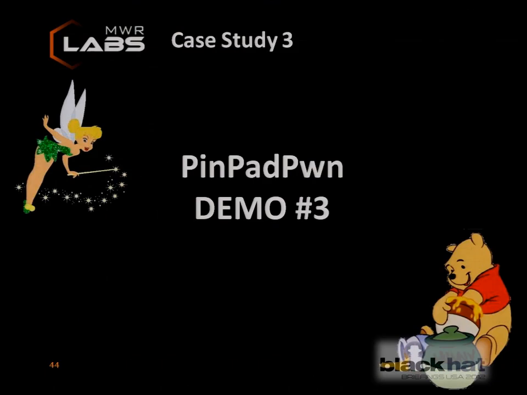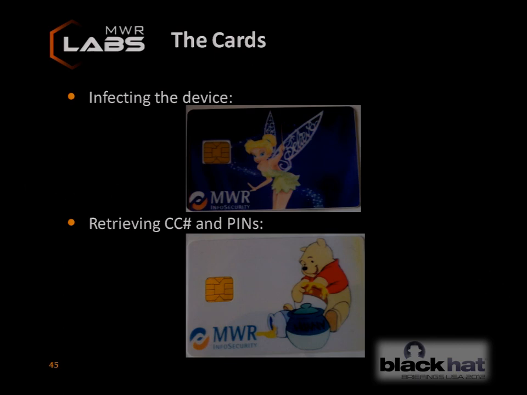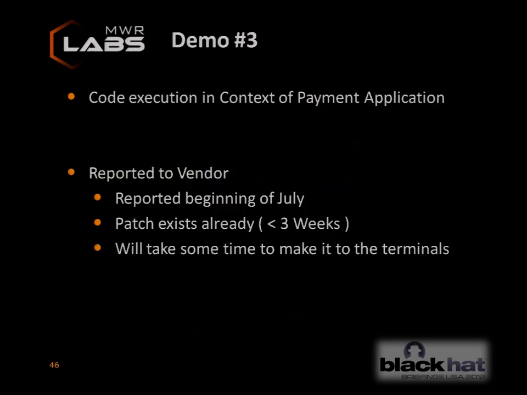So our third demo. Again, Tinkerbell for infecting the device, and we need a proof for retrieving the credit card numbers and the PIN numbers. Again, code execution in the context of a payment application. We have demonstrated what else we can do with this kind of code execution. We can approve payments, and we can also modify the terminal so it records credit card numbers and PIN numbers.